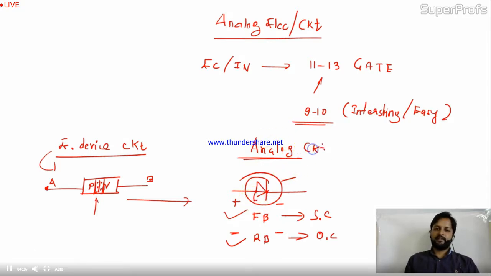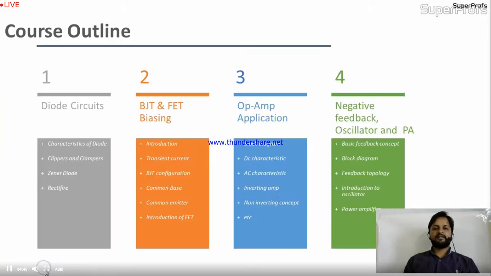So the name is given analog circuits, because we use these elements in circuits and calculate whatever they ask of us. Is it okay? So let's start the subject, friends. The course outline: we will talk about this. I divided the entire subject into 4 units. The first unit is diode circuits. The second is BJT and FET biasing.